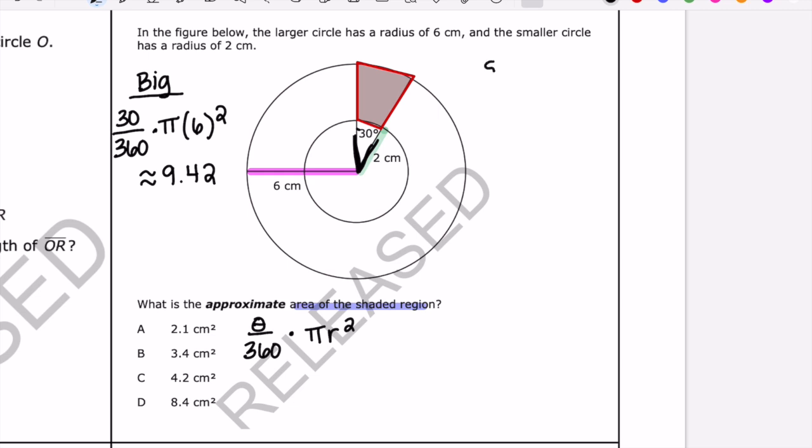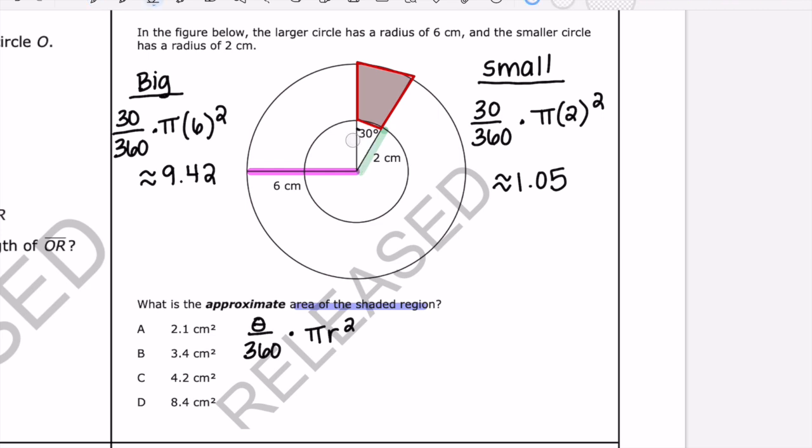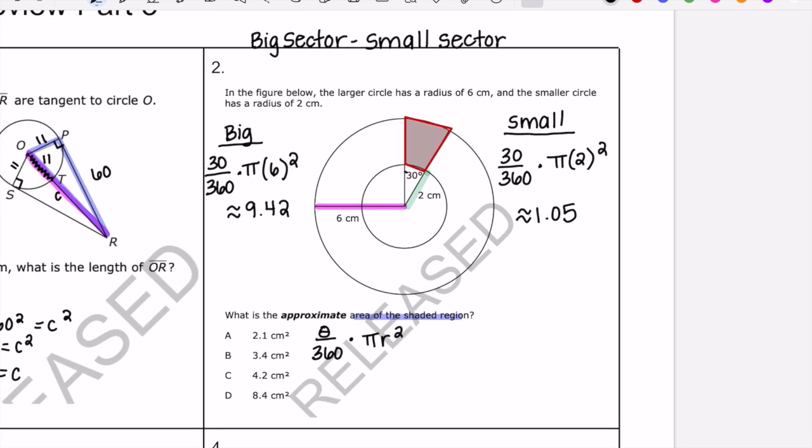Then we're going to find the area of the smaller one. So again, basically the same thing, still the same angle measurement, but instead of a radius of 6, we're going to do a radius of 2. Put that into Desmos, calculate that, you should get approximately 1.05. So at this point, we can now subtract the big area minus the small area. So we're going to say 9.42 minus 1.05, and we get 8.37, which is approximately 8.4.